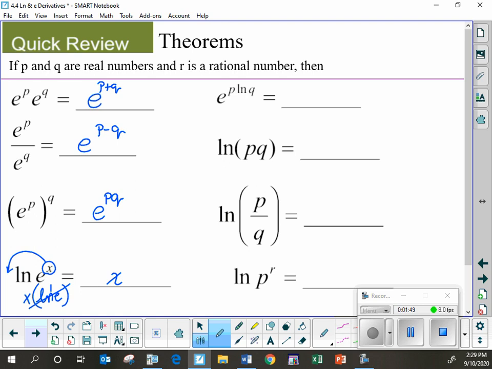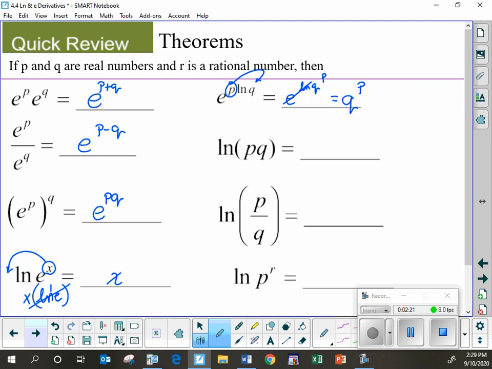On this one, what would I do here? I could bring the p back up as a power, couldn't I? So I could have e to the natural log of q raised to the p, and e and natural log undo each other, and I get q raised to the p. That one's a little tough.